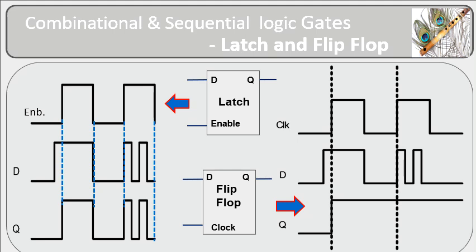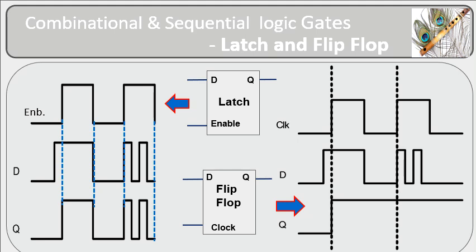The figure shown illustrates the timing behavior of a latch and a flip-flop. The clock or enable signal enables the data capture of the storage devices. In the case of a latch, data at the input D is transparent and passes to the output Q as long as the enable signal remains active, making the latch a level-sensitive device. When the enable signal goes low, the latch stops tracking the input and holds the last valid data value at its output.